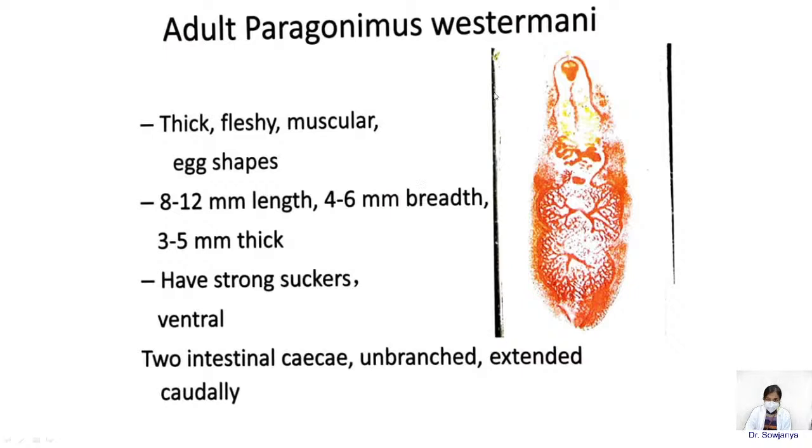So this is the slide showing the adult Paragonimus westermani. The adult form looks like a coffee bean, brown in color, with a thick fleshy muscular structure, and the length will be around 8 to 12 millimeter, and breadth 4 to 6 millimeter. It has strong suckers, both an oral sucker as well as a ventral sucker. The ventral sucker is located slightly pre-equatorially, and it has two intestinal cecae, which are unbranched and extend caudally.